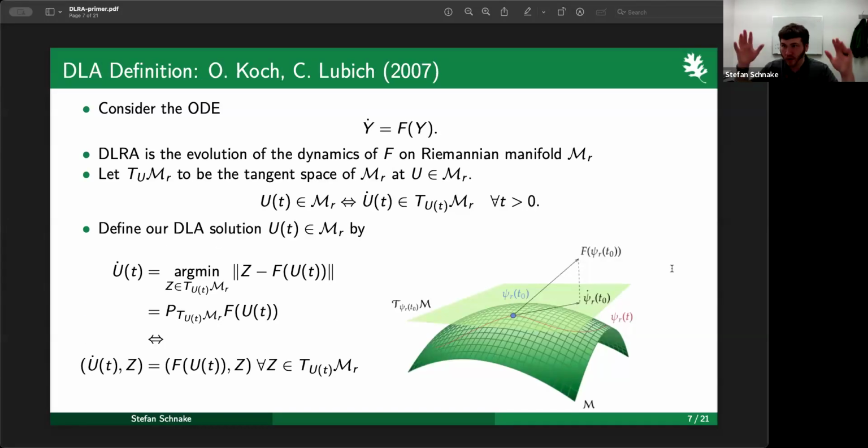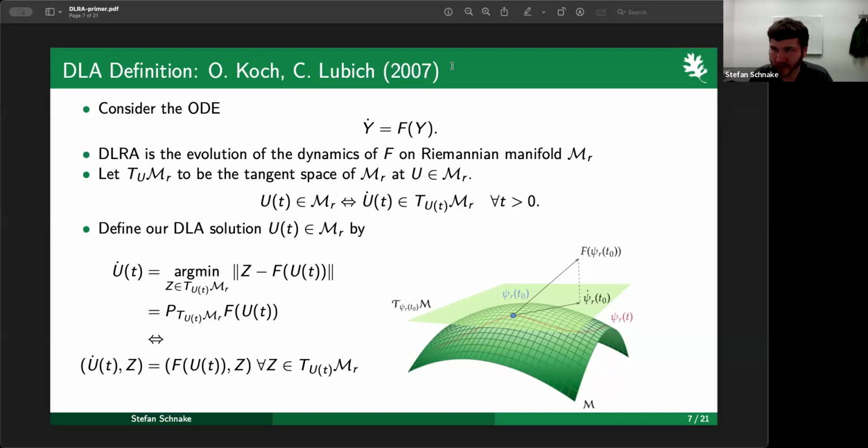Okay, so with all that, we can actually define dynamic low rank approximation. I'll have this reference at the end, but the seminal paper is by Othmar Koch and Christian Lubich in 2007. They're going to consider an autonomous ODE here, y dot equals f of y. And again, as I said before, this is just evaluating the dynamics of the operator f on a Riemannian manifold M sub r. So we're going to get into some geometry here, which is okay.